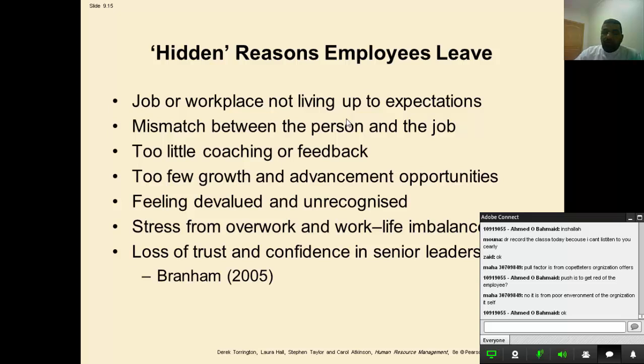And also feeling devalued and unrecognized. You feel that you are not valued. You are a regular person in an organization, so you leave the job for another organization that appreciates your work, recognizes your work and values what you are doing. Sometimes you feel stressed by overwork, a huge load of work, so you leave the job. Okay, those are some of the hidden reasons of employee leave.